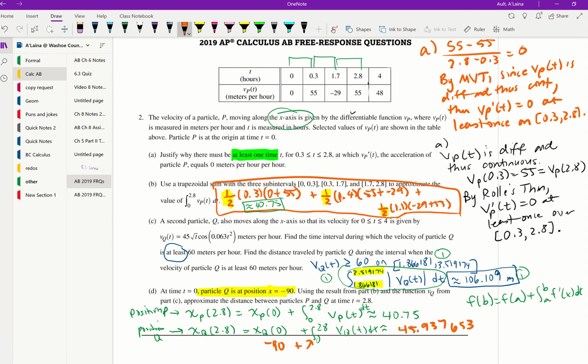So if we want to find out how far apart they are, we should subtract them. So their distance, if I subtract them, 45.937653 minus 40.75. And so these are around 5.188 meters apart. As you will see, calculator active questions are no joke. And so they're ones you're going to want to practice, and you'll get better at them with some practice.